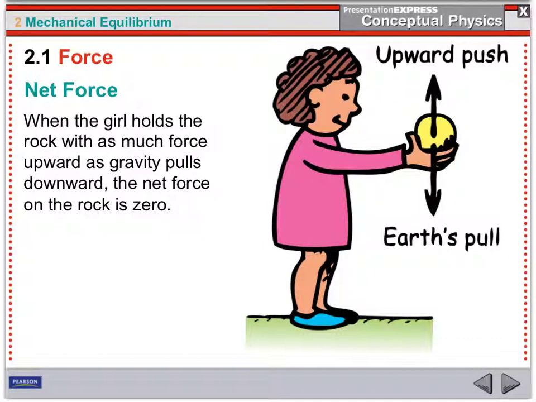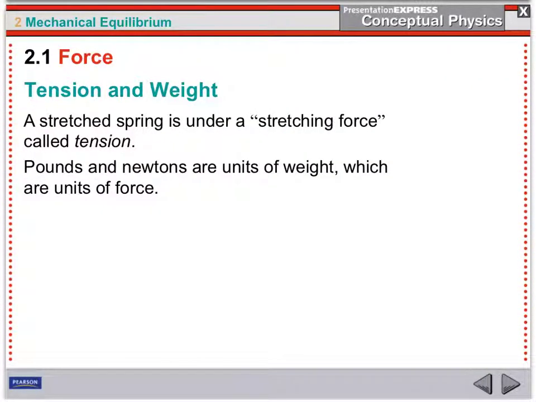Now here's an example of our young lady holding a rock. Notice that there is a downward force, the Earth's pull, and she is providing an upward force. If that rock's not moving, or if she's holding it still, then the net force is 0. The exact same downward force as upward force. If we want to talk about force in terms of a spring, we usually talk about it in terms of tension. So tension is our stretching force. You're going to see on the spring it's usually going to be in pounds or newtons. Once again, most of the time we'll do newtons. Both of those would be examples of force.